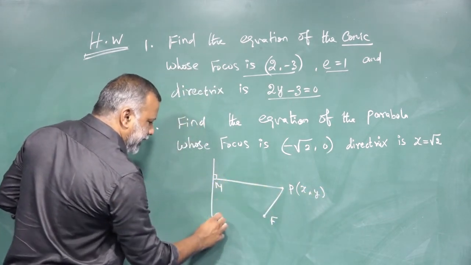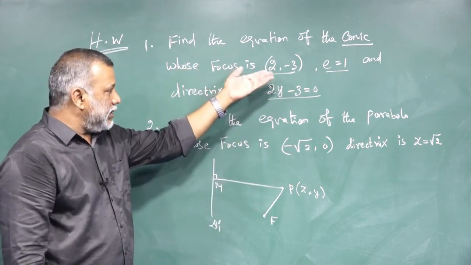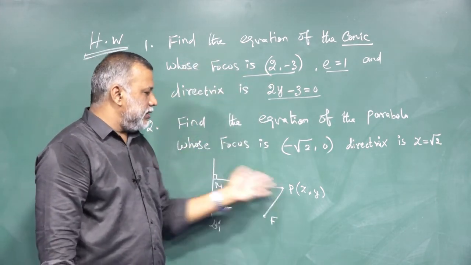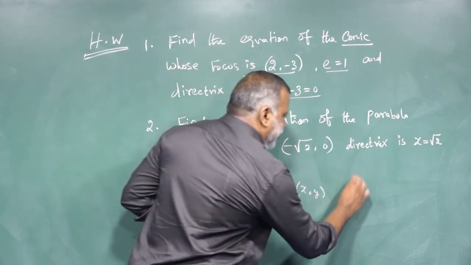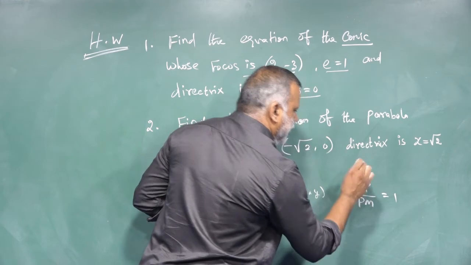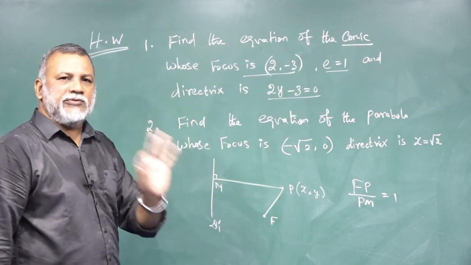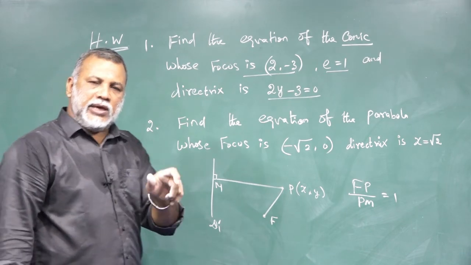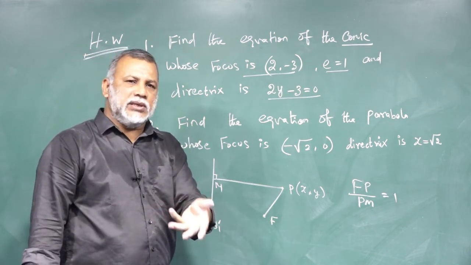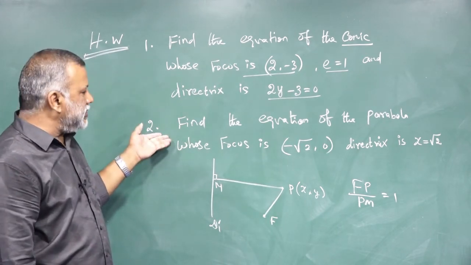This is the directrix. Represent the directrix here, focus here, then find FP by PM equal to 1 because it is a parabola. Try yourself. Substitute the data. FP is the distance between 2 points, PM is the length of the perpendicular from a point to the line.